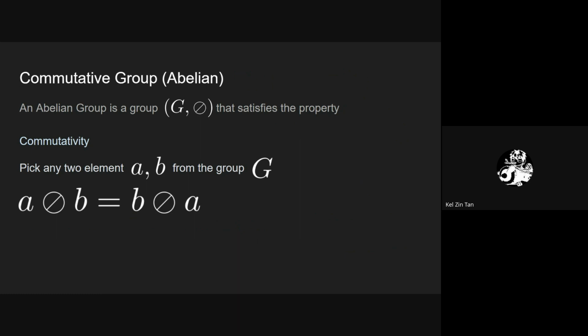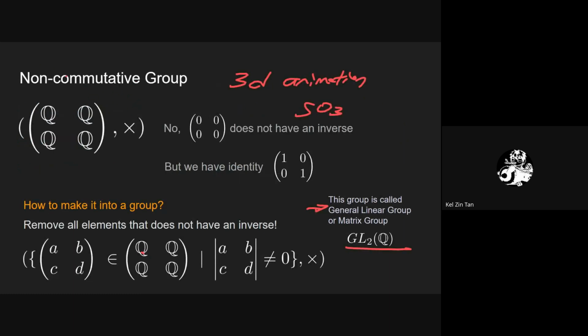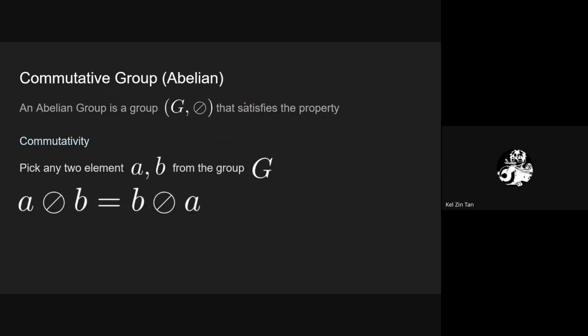So from here we can see that a group does not necessarily need to be commutative. But in the case that the group is commutative, like for example the integers, where a plus b is equal to b plus a, we can write it as a property: pick any 2 elements a, b from the group, and then a times b is equal to b times a. Then we call this a commutative group, or an abelian group. Abelian is the name of a mathematician. So an abelian group is basically a group that satisfies this additional property called commutativity.